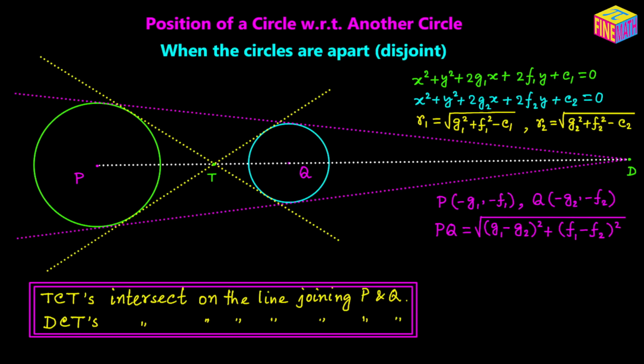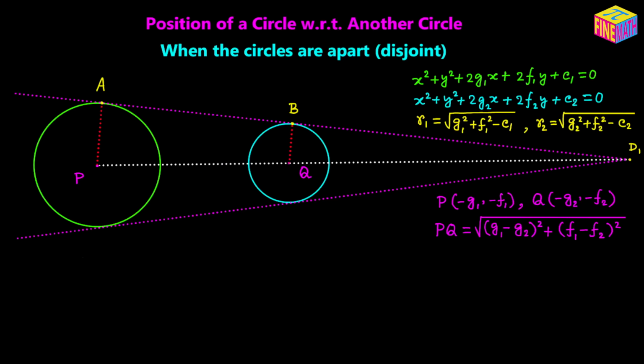So we can see that the transverse common tangents intersect at a point which lies on the PQ line, and also the direct common tangents intersect at a point which also lies on the PQ line. I hope things are clear up to this point. Next, we are going to try and calculate the length of AB, the common tangent portion there.